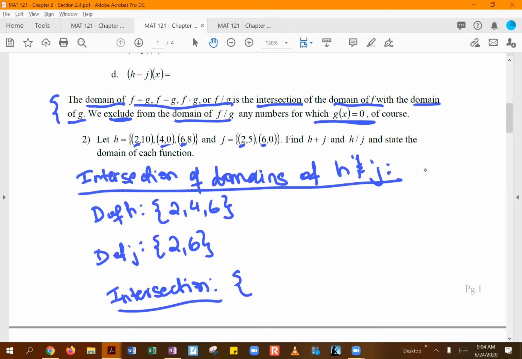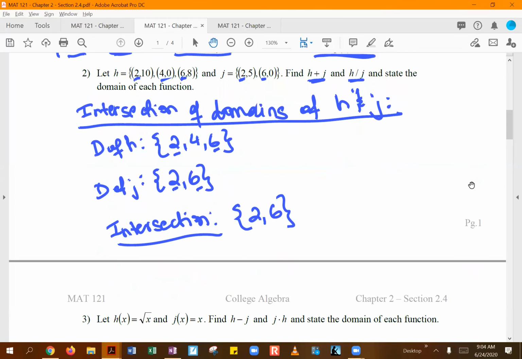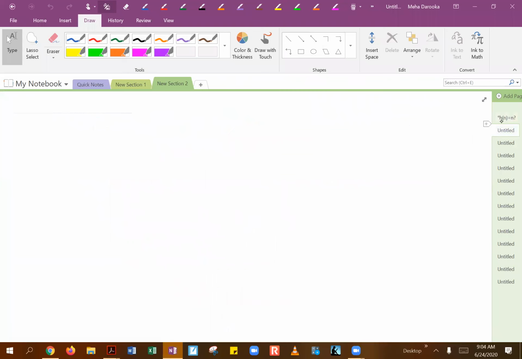Very nice, Evelyn. Yeah, exactly. Because the only numbers common between the two sets are 2 and 6. So 2 and 6 is what the intersection is going to be. Now they're asking us to find the h plus j and the h divided by j functions. And then for each individual function, they want us to tell what the domain is. So hopefully this intersection that we came up with should be the domain for both of those functions. But again, we actually have to go through the calculations to see if that is going to be true or not. So let's go ahead and take a look at what kind of results we get when we work through example 2 over here.